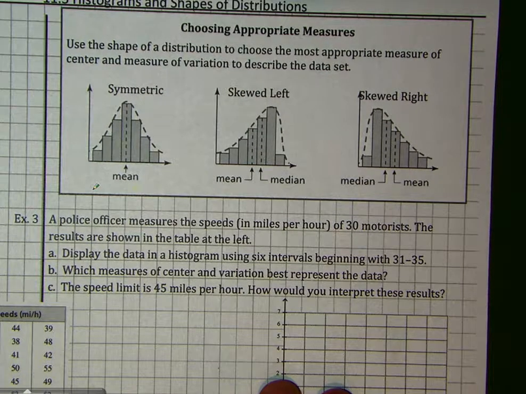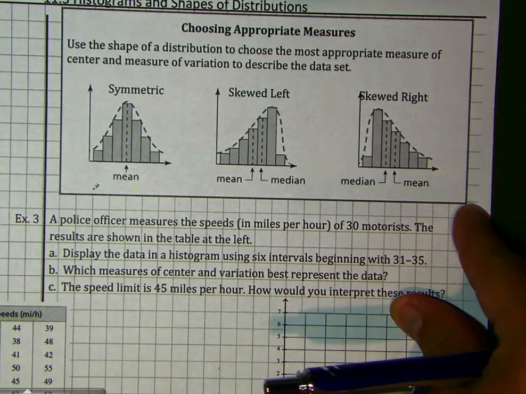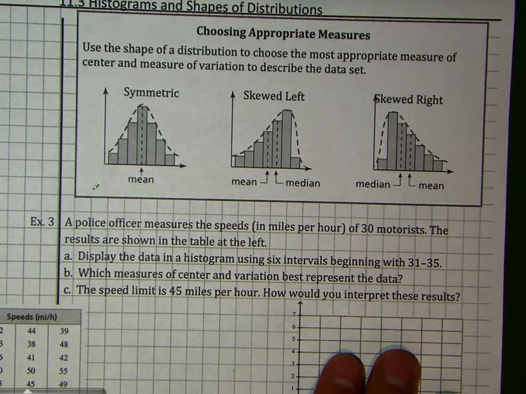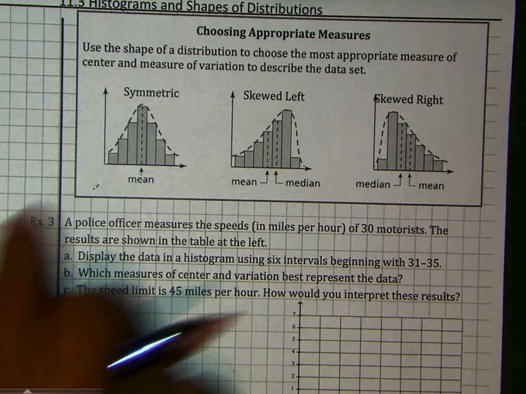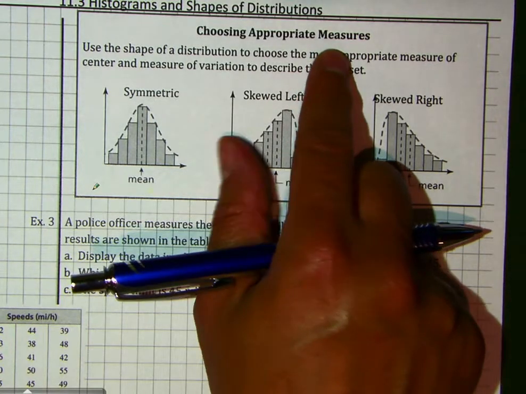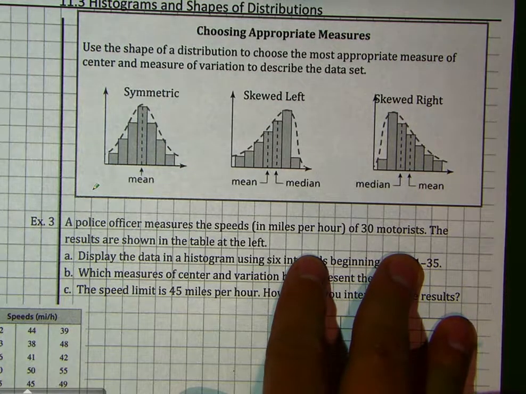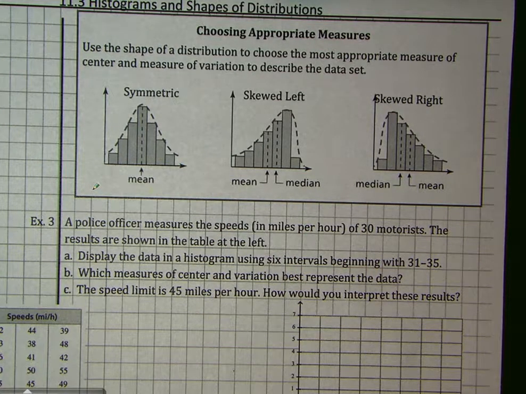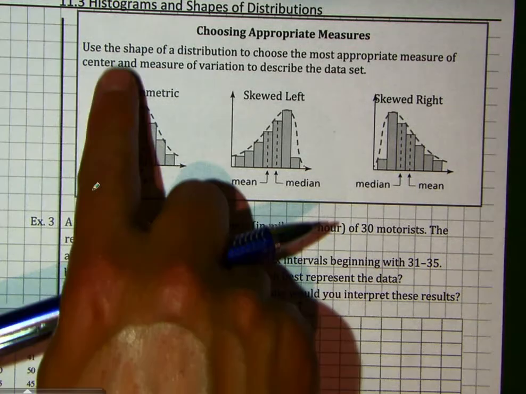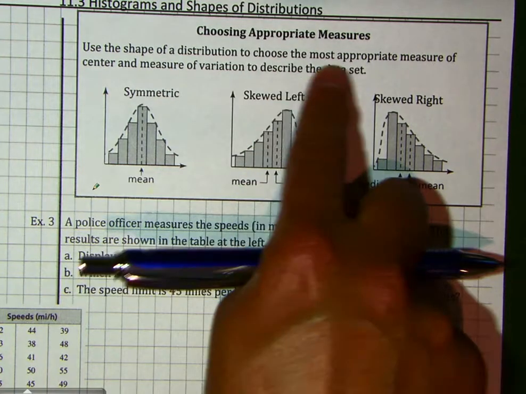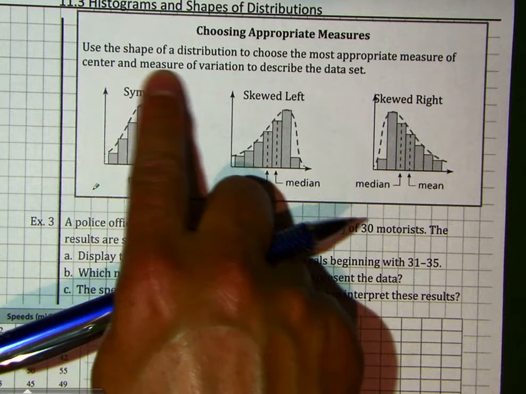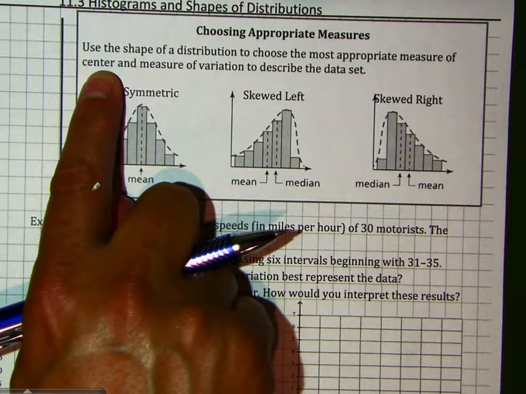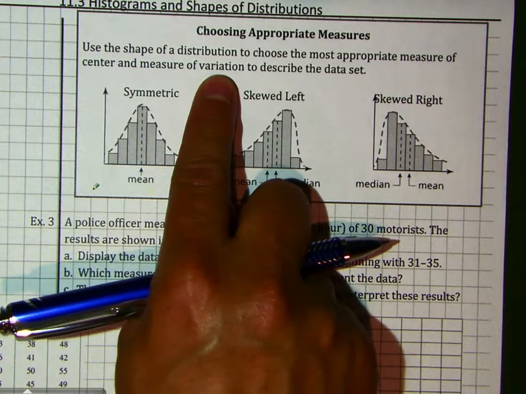Now example number 3, go ahead and glue your cutout and write down your problem. And then pause it, and then we can start once you are ready. So choosing the appropriate measures. Now one of the things that you will be seeing in Algebra 2, you will be taking a whole chapter on this, and then as a senior you can actually take an entire class on statistics. It says, use the shape of the distribution to choose the most appropriate measures of center and measures of variation. Now remember, your measures of center are your mean, median, and mode. Your measure of variation is your range.